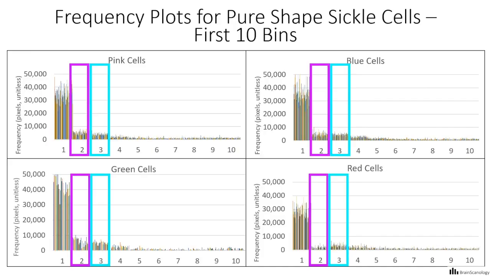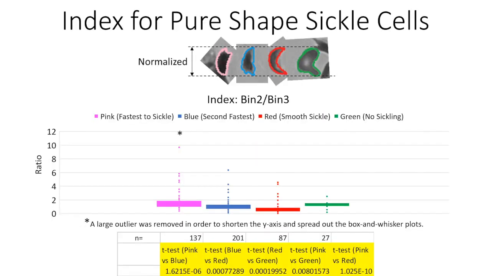Looking more closely at the first 10 bins, there are differences in the height of bin 3 relative to bin 2 between the 4 shape subtypes for the pure shape sickle cells. For each frequency plot, bin 2 is boxed in pink and bin 3 is boxed in blue. There are clear differences in the step patterns between bins 2 and 3 for each of the 4 sickle cell shape subtypes. Correspondingly, an index was created based on this observation.